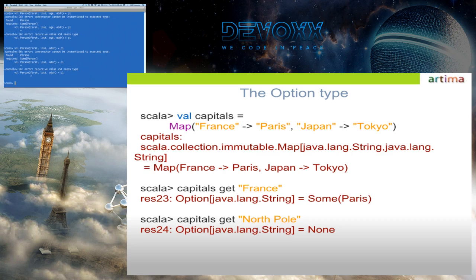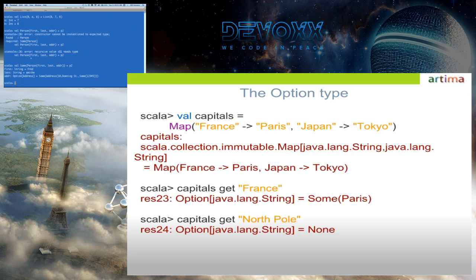P1? Let me just do a different one. Val list of 0, a, b equals list of 0, 7, 8. The problem is P1 is not a person, it's an option. Well, let's make P2 then. P2 was a person, right? I'll just say some person. So it's a pattern, right? That's a full pattern. Yeah, that'll work. There you go. So I can grab all. Basically, I bust things out.